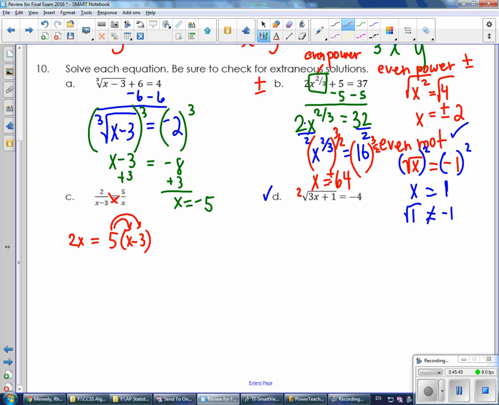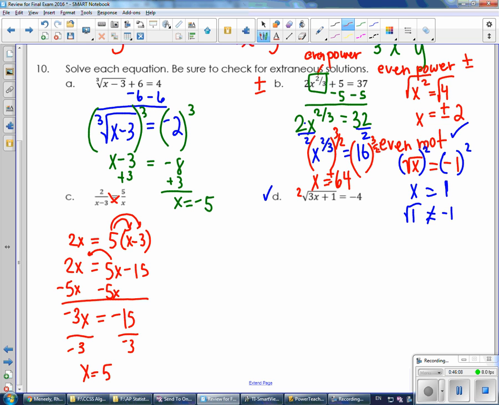I can go ahead and distribute that 5, and I get 5x minus 15 is equal to 2x. I'm going to go ahead and just move my 5x over to the other side by subtracting 5x from both sides. And I get negative 3x is equal to negative 15. If I divide both sides by negative 3, I get that x is equal to 5.